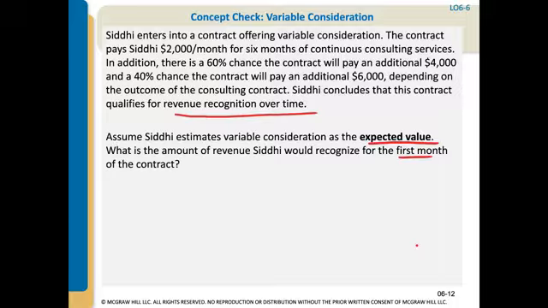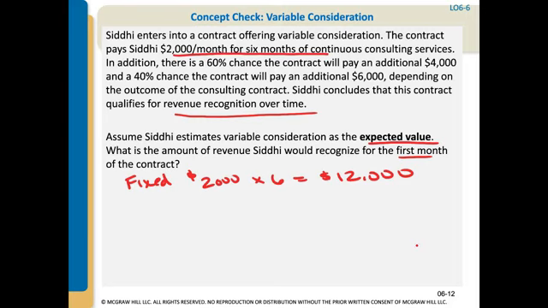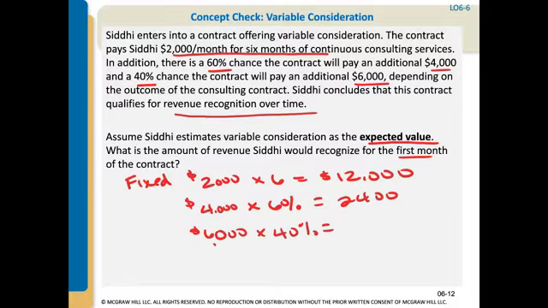For the expected value, we're going to calculate the sum of each possible amount multiplied by its probability. So first, I have a fixed amount because we know that the contract is $2,000 a month for 6 months, so that equals $12,000. That's fixed. We know that's not going to change. Then it tells us there's a 60% chance the contract will pay $4,000. So here's my variable. There's a 60% chance it's going to pay $4,000, so that's $2,400. And then there's a 40% chance we'll get an additional $6,000, and that's also $2,400. So these are the variable options.